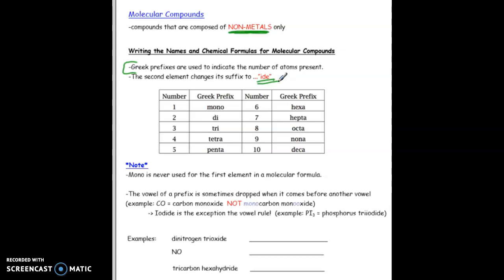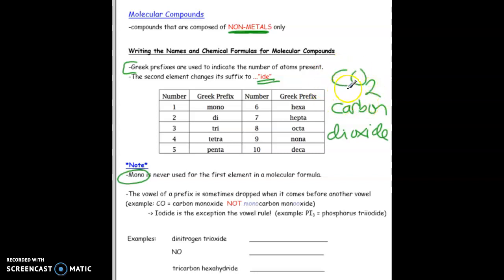So, classic example, we have carbon dioxide, right? So we use carbon and then dioxide. So here's a review. I already wrote these Greek prefixes on the last slide when we looked at hydrates. A couple of things to note. You never write in the prefix mono for the first element in your formula. So for example, this is called carbon dioxide. We don't say monocarbon.